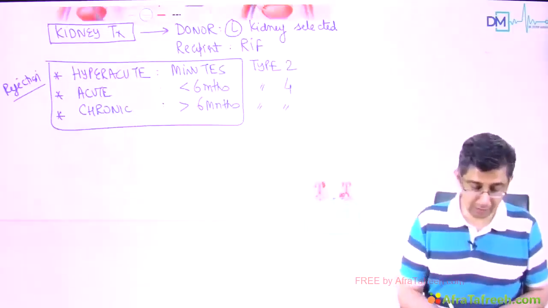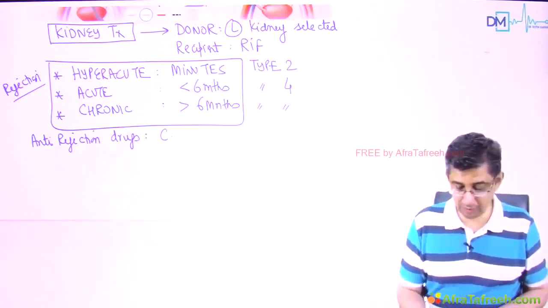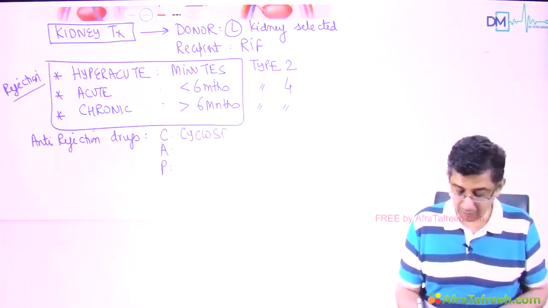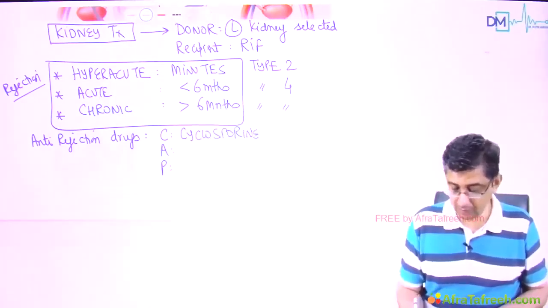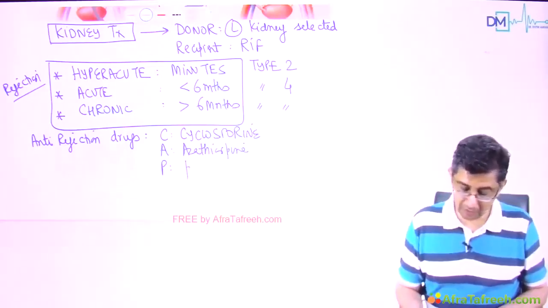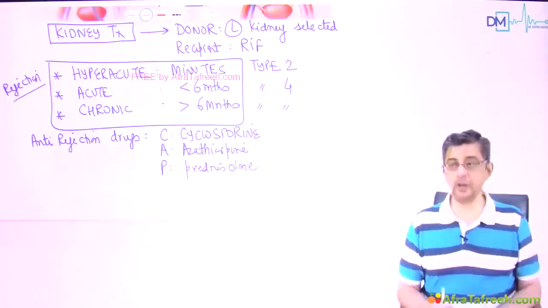Then there can obviously be a possibility of opportunistic infections, because you're putting the patient on anti-rejection drugs, and these anti-rejection drugs that you use in the patient are cyclosporin, azathioprine and prednisolone. C stands for cyclosporin, A stands for azathioprine, and P stands for prednisolone in the patient. These are the standard drugs that we will be starting in all patients, along with counseling regarding barrier nursing.